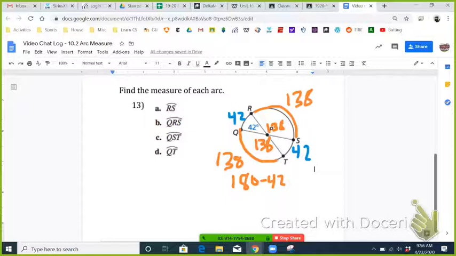So to answer these questions, we're just going to add 42 and 138, or subtract, and so on. For RS, that's going to be 138. Since it has two letters, it should be less than 180. QRS is going to be 180 degrees, because it's a semicircle. QST: from Q to S, we go 180 degrees, and then ST is 42. So that comes out to be 222 degrees, 180 plus 42. And then QT would just be 138.